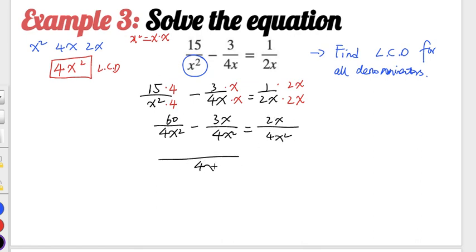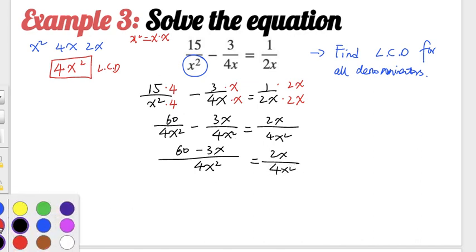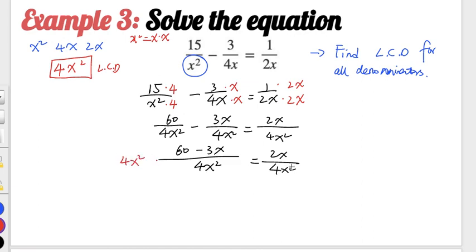Okay, now we have the same denominator. We can just easily combine them. But do not forget, they are not like terms, so don't combine them together. Okay, now, since we have the same denominator on the two sides, I'm going to multiply this so we don't need to deal with fractions. It's gone. Okay, now I just need to solve like a regular equation.